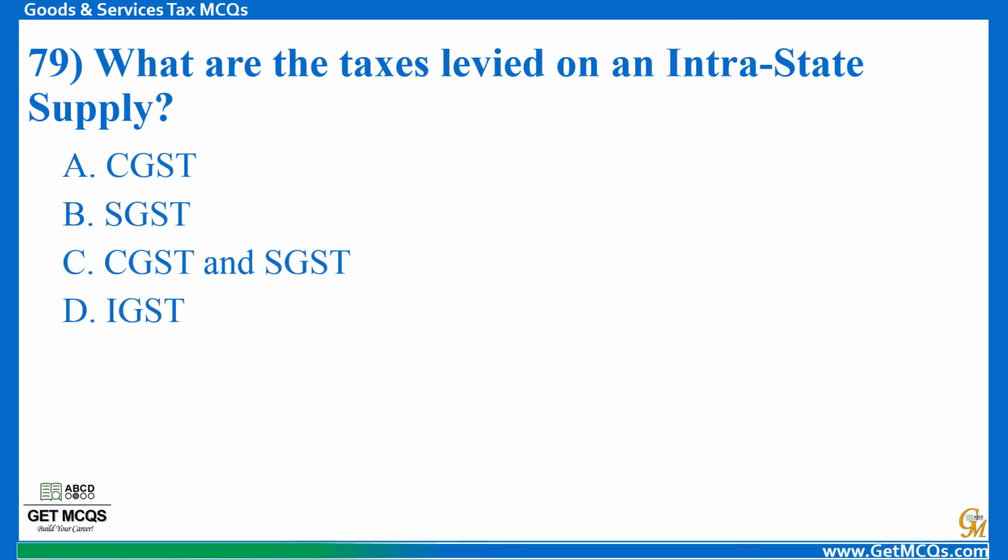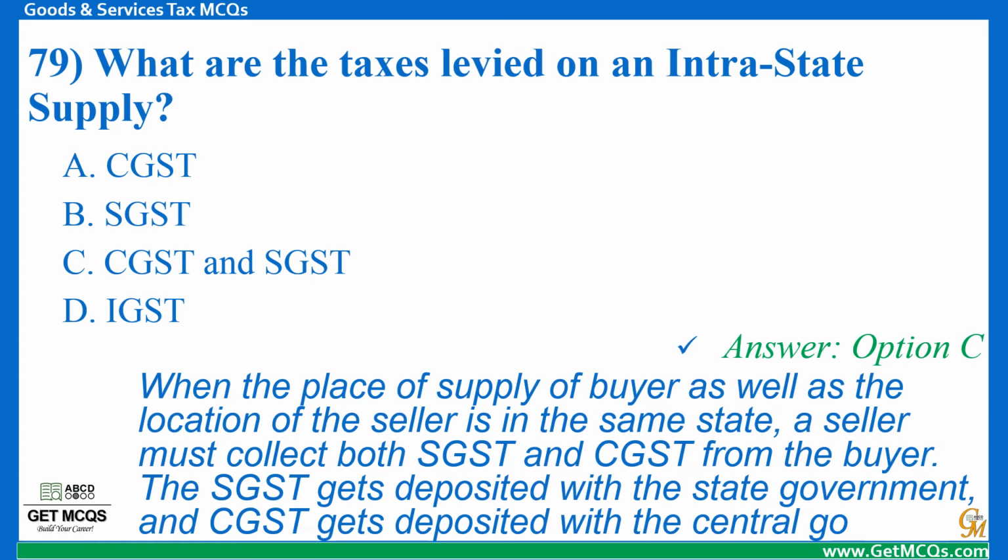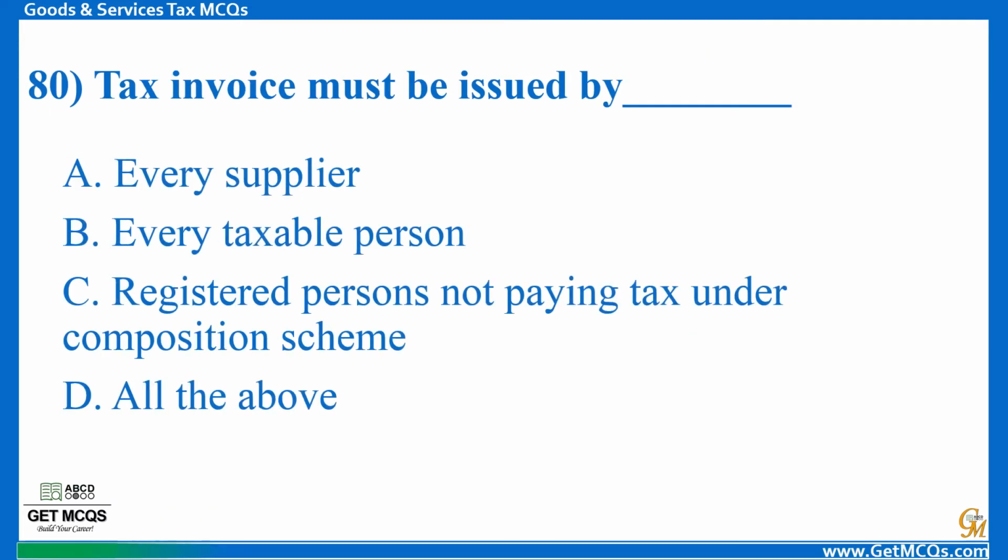79. What are the taxes levied on an intrastate supply? Answer: Option C. When the place of supply of buyer as well as the location of the seller is in the same state, a seller must collect both SGST and CGST from the buyer. The SGST gets deposited with the state government, and CGST gets deposited with the central government. 80. Tax invoice must be issued by. Answer: Option C.